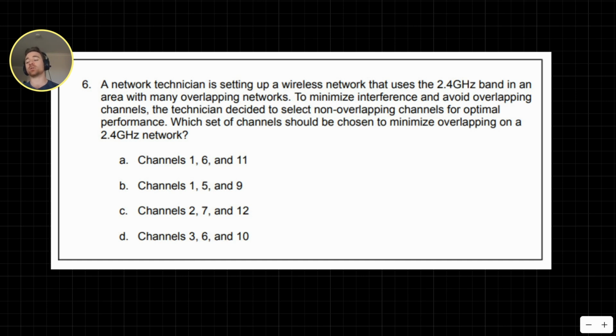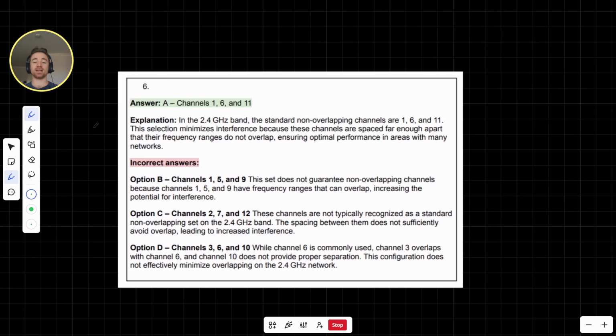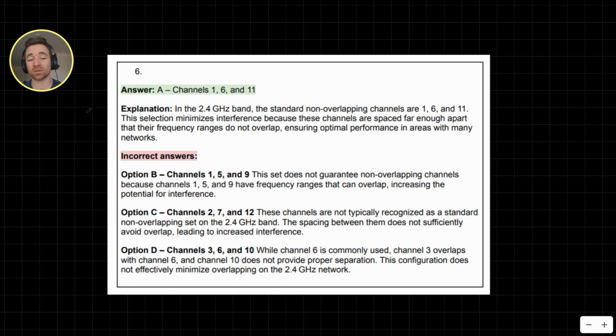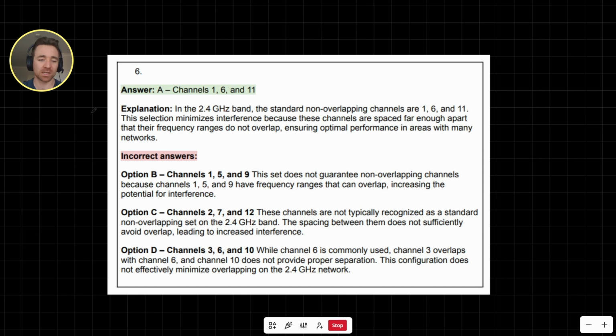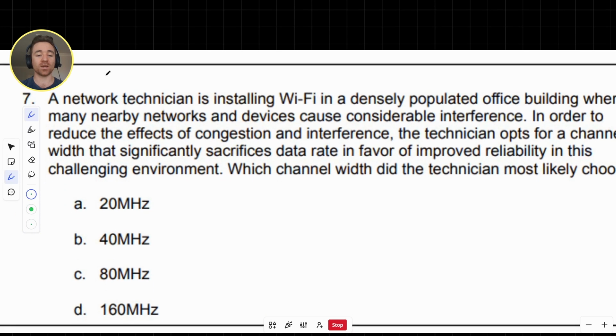Pause the video if you need more time. I'm going to move on, guys. Pause the video. 3, 2, 1. Here we go. The answer is A. Channels 1, 6, and 11. Remember, guys, those are the non-overlapping channels on the 2.4 gigahertz frequency band, because with any other channels being used at the same time, you're going to get that interference. 2.4 gigahertz has the least amount of channels, and it's most susceptible to interference out of the 3. All right, going to move on to the next question. Let's see how we go.